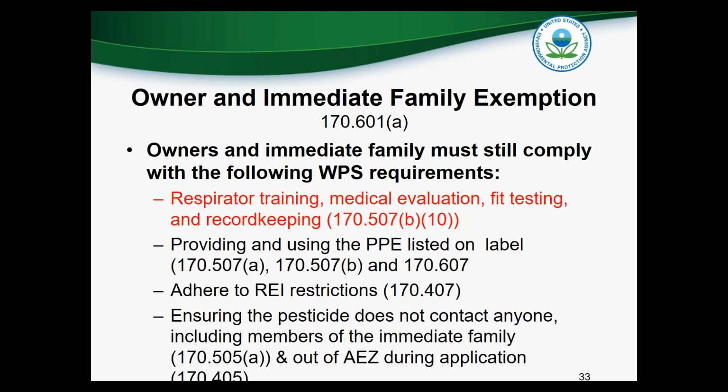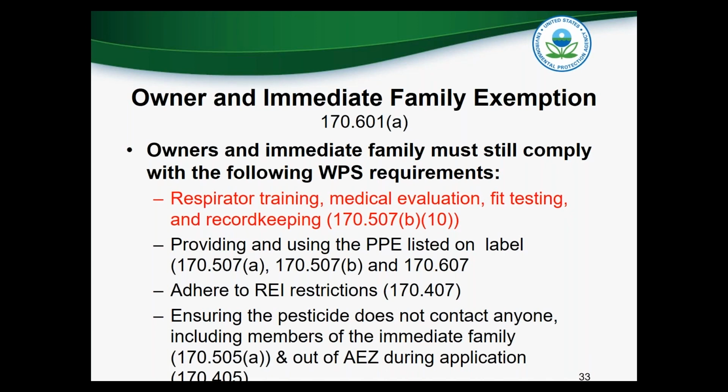Next slide. So even on a farm covered by the owner immediate family exemption, the owner and immediate family are going to have to comply with all the following requirements. And probably one of the most important is that if they use a product that requires a respirator, they will still have to get the respirator training and medical evaluation and fit testing required by the rule. So again, that's a key provision that is applicable to anyone that uses a pesticide that requires the respirator.